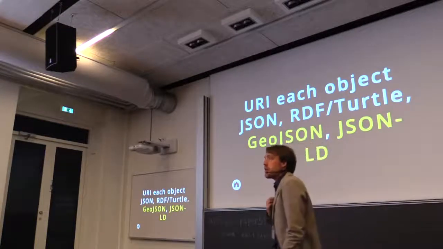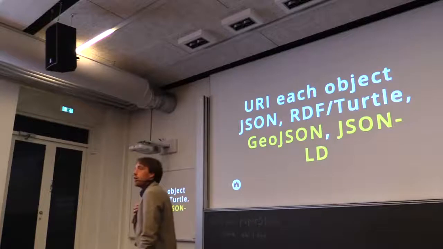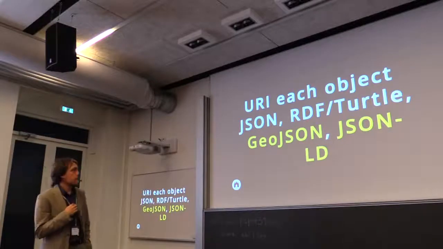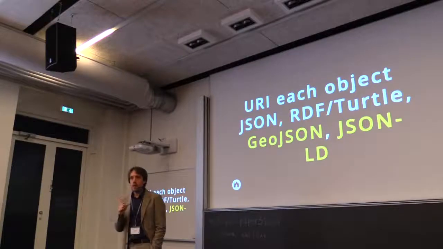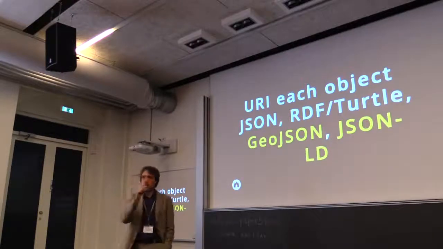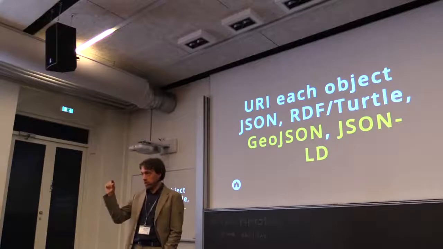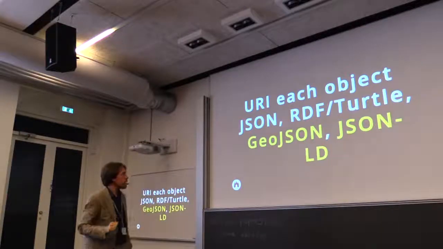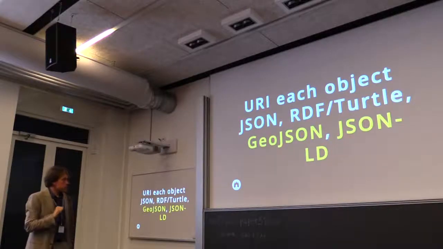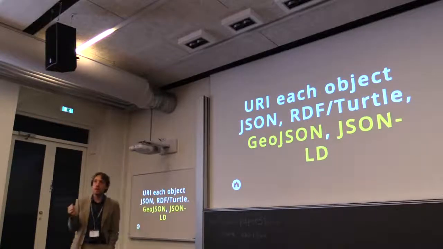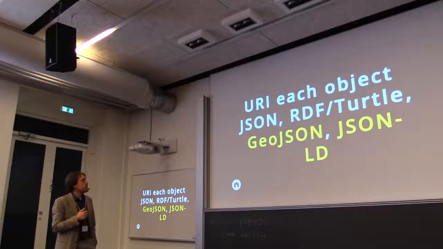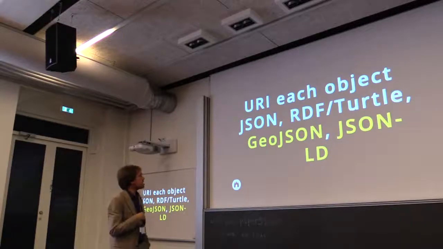Each object in the API is given a URI, a unique resource identifier, which is like a, well, bad analogy, an IP address for every object in the city that you can add all these layers of data to. It returns various formats: JSON, RDF, Turtle for the linked data semantic web people, GeoJSON and JSON-LD.